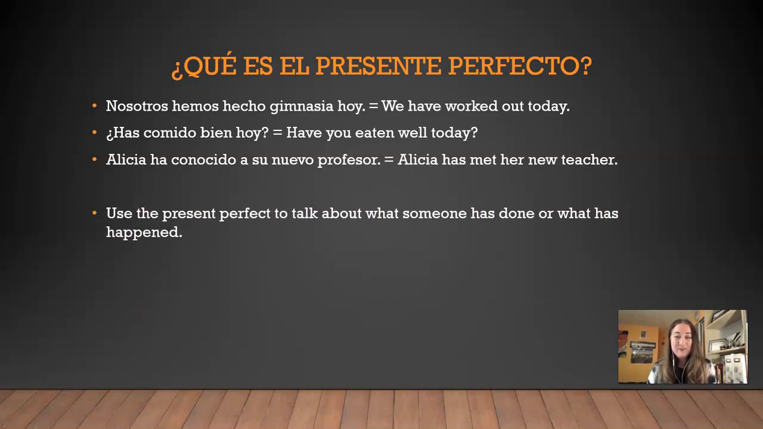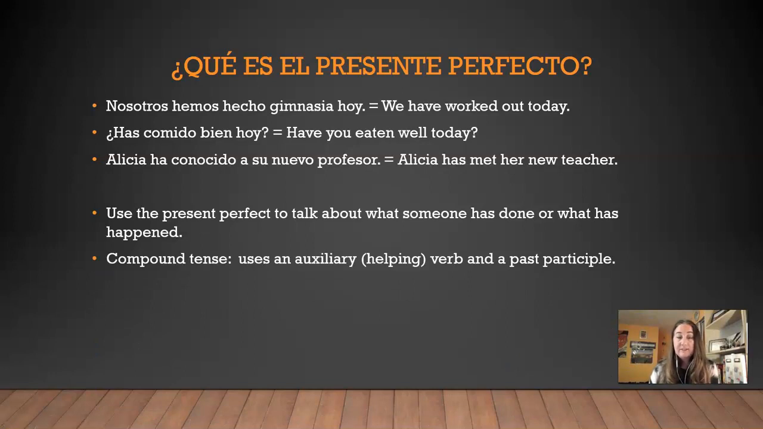Okay, so let's take a look at these examples and see if you made the observations I was hoping that you would make, that I would have led you to had we been in class. So, ¿qué es el presente perfecto? We use the present perfect to talk about what someone has done or what has happened. And usually it refers to the recent past, okay? We have worked out today. Have you eaten well today?